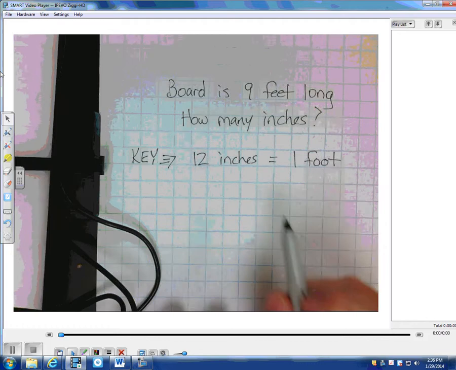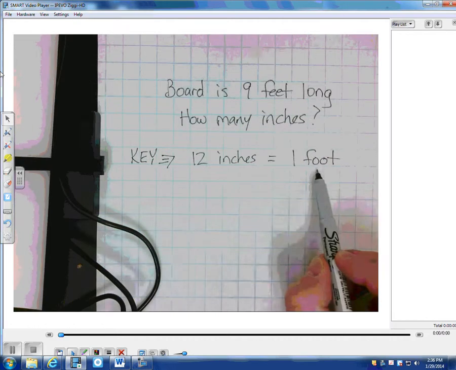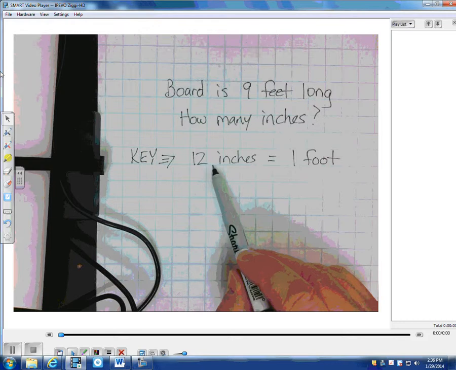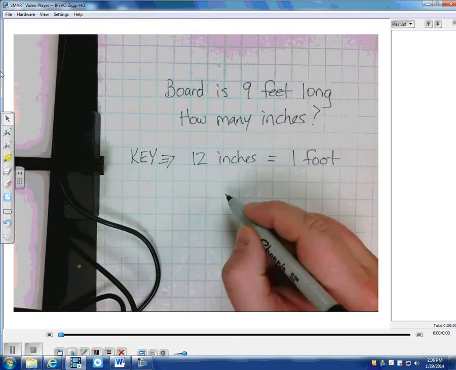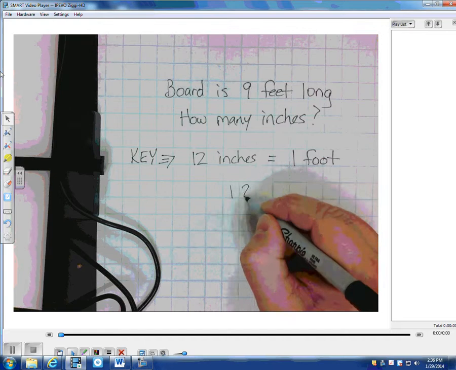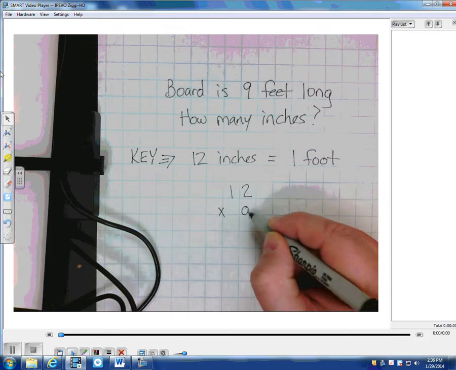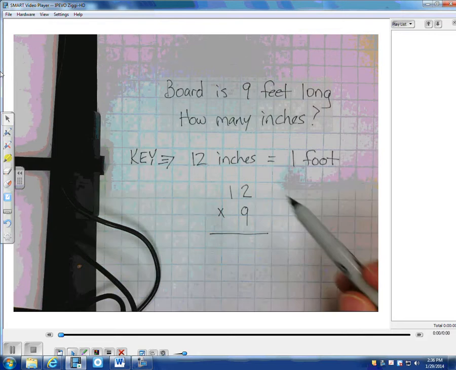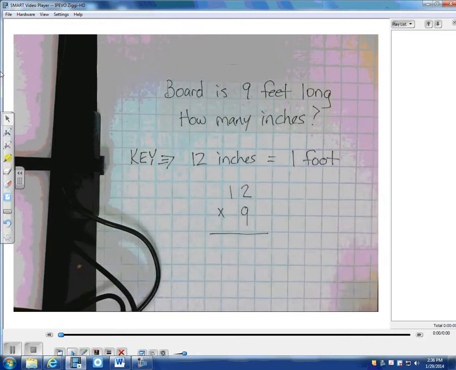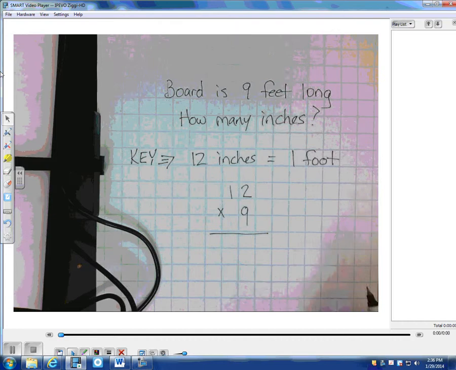Since I know 12 inches is in 1 foot, I have to find out how many inches are in 9 feet. So in order to do that, I multiply 12 times 9, and that gives you your answer. Make sure you include a label with your answer. So that's number 8.